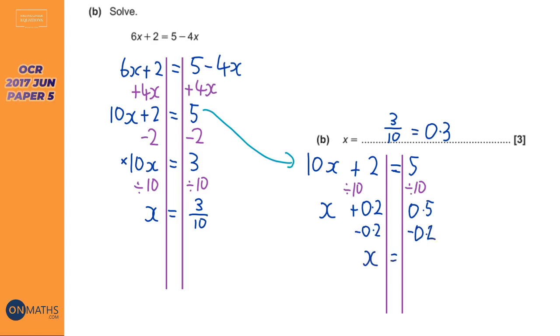So we have x equals, I missed an equals there, 0.5 take away 0.2, which is 0.3. So it's the same answer, but what do you think students do when they try to do this right hand method? If you guess that they forget to divide that by 10, you'd be absolutely right.